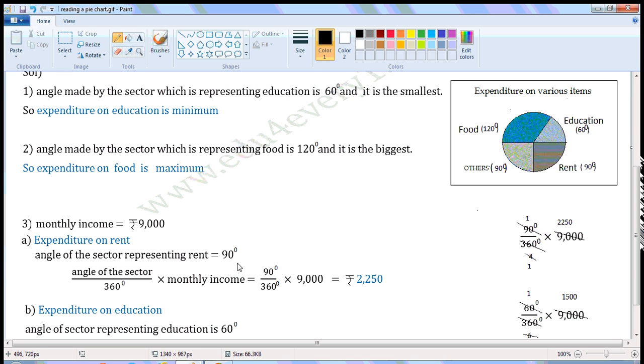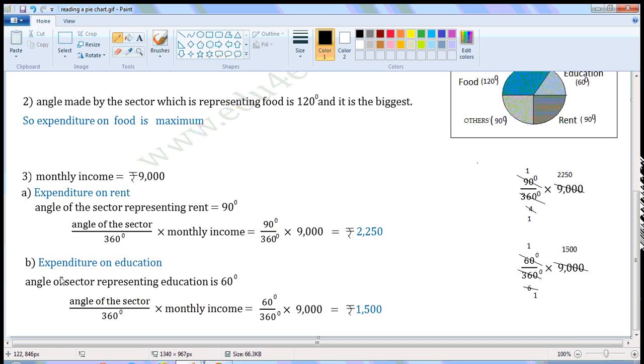So, expenditure on rent is equal to angle of the sector by 360 degrees into monthly income. Substitute the values of angle of the sector and monthly income in this formula to find expenditure on rent. That is equal to 90 degrees by 360 degrees into 9,000. When simplified, we get rupees 2,250. So, expenditure on rent is rupees 2,250.